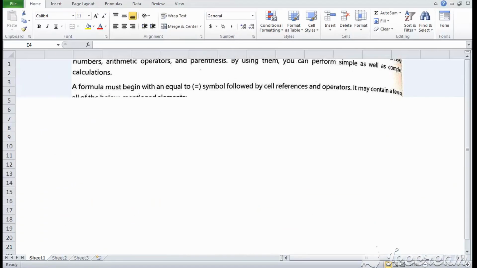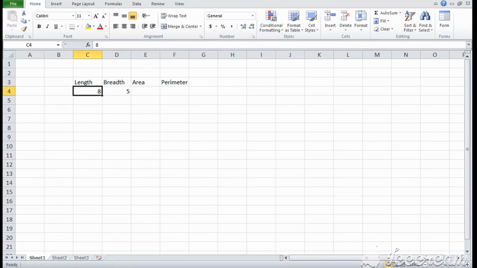Let's understand with the help of an example. Like I entered here length and breadth, 8 and 5. So the formula is equal to length value, that is the cell address C4, multiply breadth, the address is D4, and the area is calculated. And another formula is equal to, which is a constant, multiplication symbol, bracket begin, length plus breadth, and the bracket is closed, and if we enter we will get the perimeter. So this way we have calculated a formula.